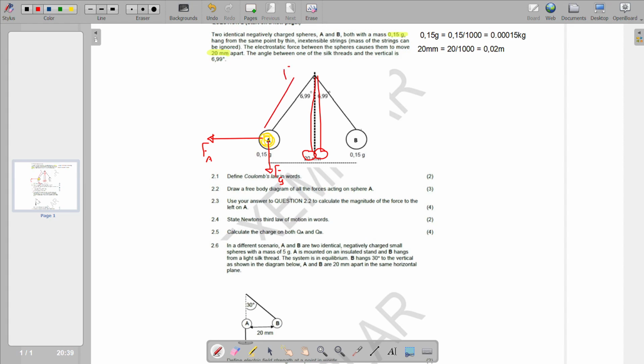And then this is a string, so the string represents the tension. So this is going to be the free body diagram of sphere A. The same diagram is going to be on sphere B. On sphere B, the force applied is this side, the string is going up, which is the tension force, and the gravity is going down, which is Fg. So you can see that this is how it's supposed to be.